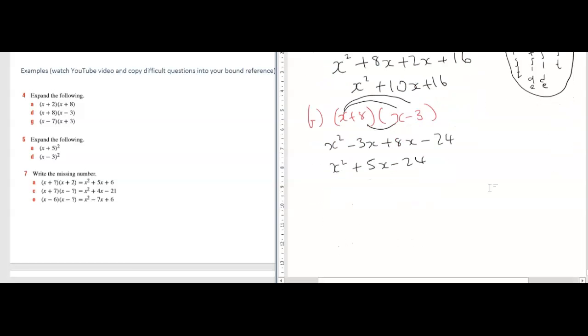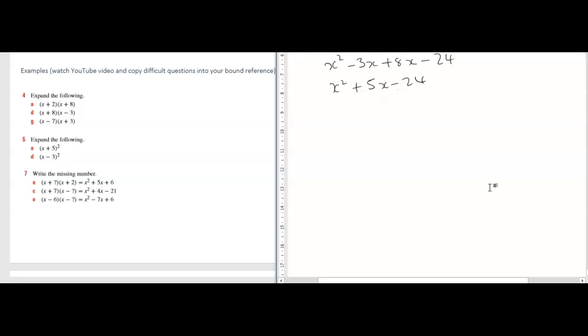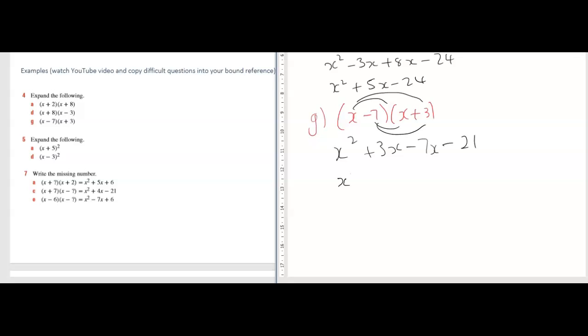Okay, I'm just going to scroll. All right, we're still on question 4. Let's just do G, which is x minus 7, and we've got x plus 3. Okay, so quickly do this. If I'm going too quickly for you, you can pause. But you can see my working out is exactly the same. Just going to make sure I don't make mistakes. All right, so x squared minus 4x minus 21.